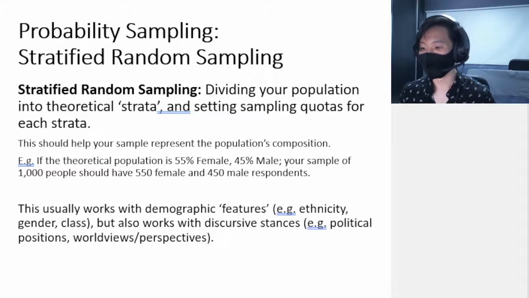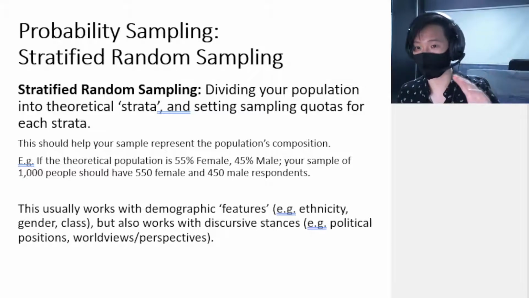Okay, so these bits about quotas. What I'm emphasizing with this is that the quant-qual dichotomy is relatively artificial. The techniques and the logics work across both. Stratified random sampling is about setting quotas so that you ensure representation in these demographics or in these discursive stances.